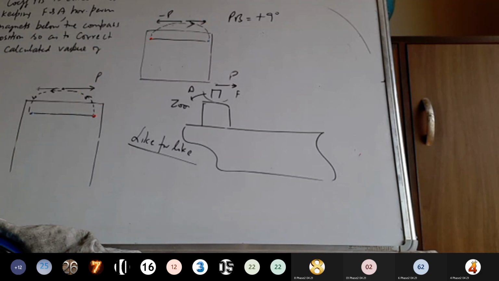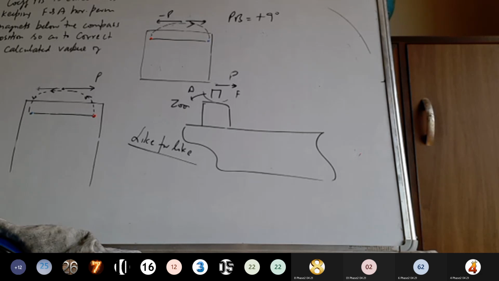So if the vessel is having plus B, indicating that the vessel is having plus P, then we'll keep the red end forward. And if the vessel is having minus B, that means the vessel is having minus P, then we'll keep the red end aft. Is it clear? Yes, sir.